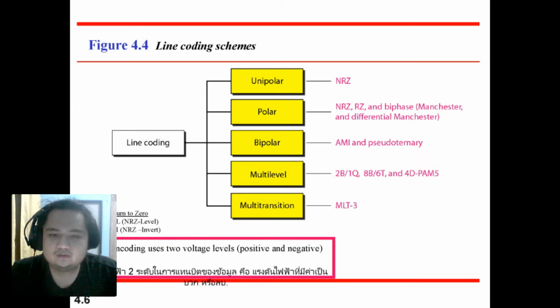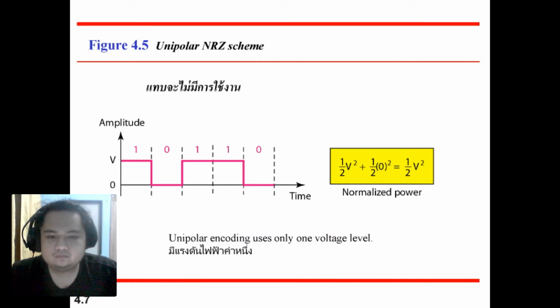Line coding has several schemes. One, unipolar: non-return to zero. Polar: non-return to zero, return to zero, and biphase, Manchester and differential Manchester. And bipolar: AMI, pseudo-ternary, multilevel, and multitransition.